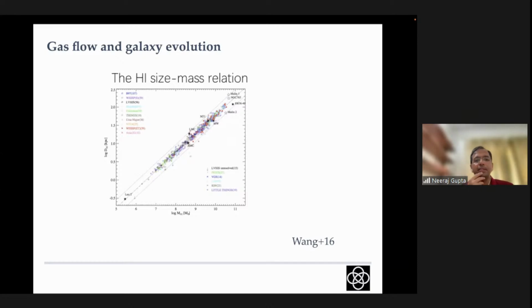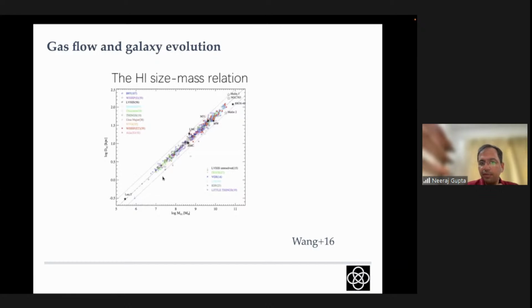Another very nice relation between H1 size and mass is the size of the H1 disk of a galaxy and the total H1 mass that it contains. On the y-axis we have the H1 disk diameter, and on the x-axis we have the total H1 mass of the galaxy, both determined through H1 21 centimeter line observations. Such a tight correlation exists for a wide variety of galaxies.